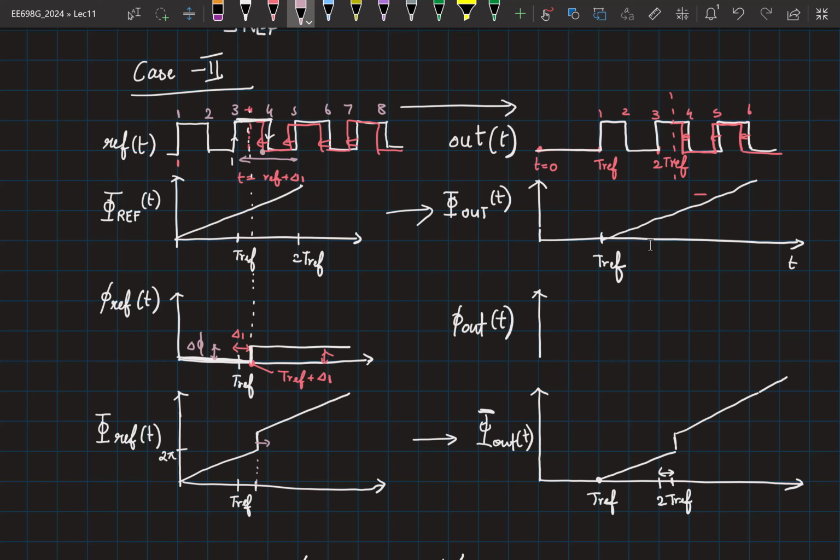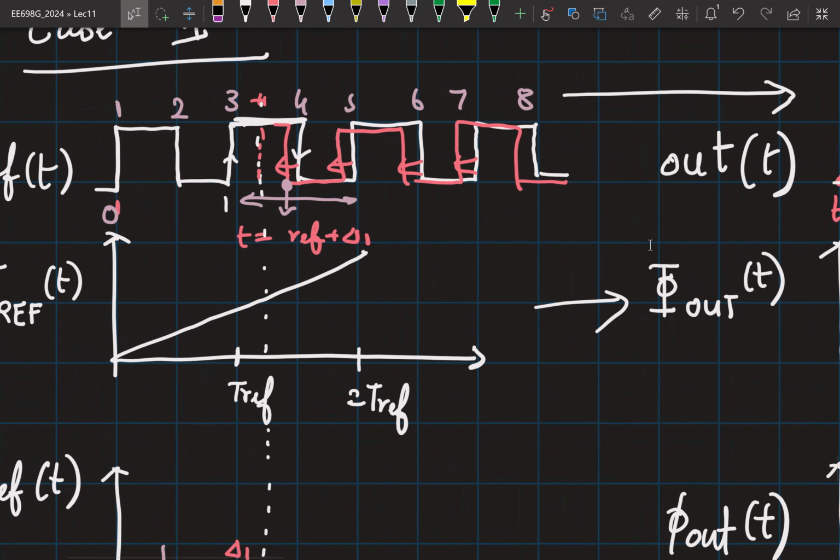You're asking what the position would be? Fourth position will be at T reference minus delta 1. So let's say this position was 0, right? This position is T ref. This is 2 T ref. You would have expected it to happen at 2 T ref earlier. Now it is 2 T ref minus some delta.